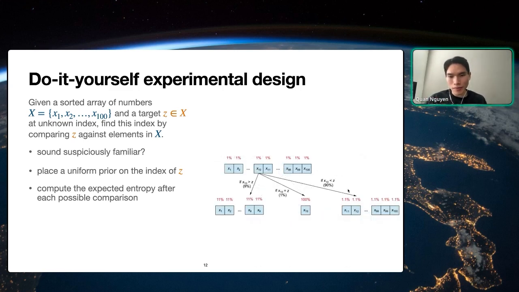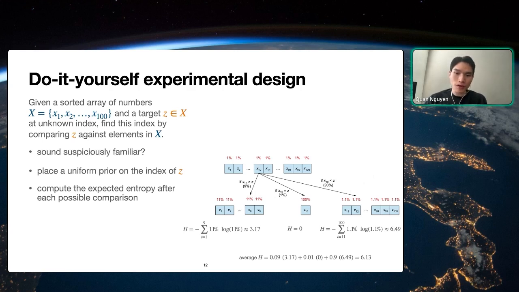So here's another example when you compare Z against x10. And there are three different scenarios. If x10 is greater than Z, then you will update your posterior distribution so that from x1 to x9, each of them has an 11% probability of being the correct index. The other scenario is x10 is exactly equal to Z, and the last scenario is when x10 is less than Z. Each scenario has its own corresponding probability, as you can see here, 9%, 1%, 90%. In each of these scenarios, you once again compute the posterior entropy of the distribution, just like we did last time, and then finally compute the average entropy across the 3 different scenarios, weighted by the probability of each scenario. So this is the entropy when you do the comparison with x10.